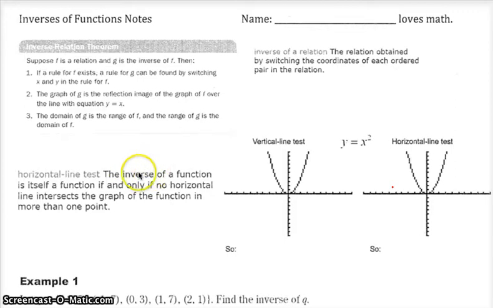Welcome everybody. Today's lesson is all about inverses. For today's lesson, there are three major points of emphasis. The first is that to find an inverse, I simply need to switch x and y. So for our first one, it says if a rule for f exists, a rule for g can be found by switching x and y in the rule for f. In other words, we're going to switch x and y.